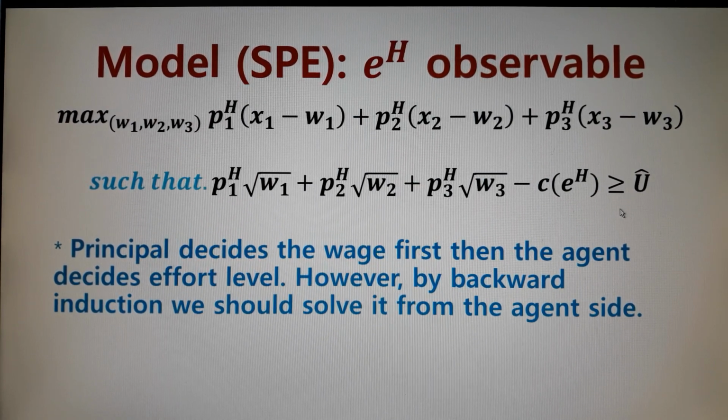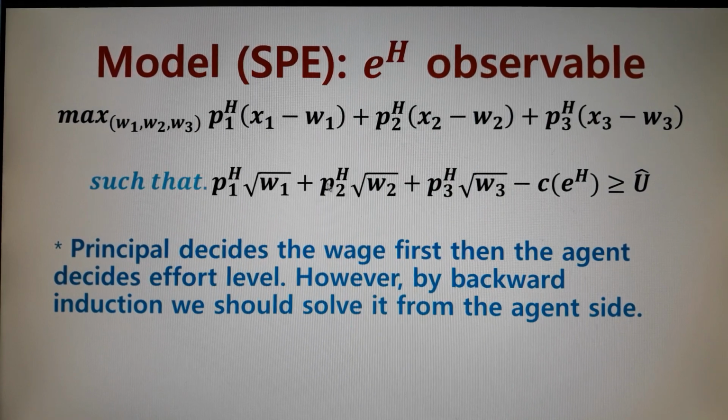Okay, let's look at the second line first. U hat is the reservation utility. Unless you give me at least my reservation utility, the agent says, this is the agent's statement, I'm going to quit. Whatever you give me should be bigger than my reservation utility. What is this? The utility from X1. W1 is the wage when the result X1, in our example 1 million, happens. That happens with the probability P1H, the probability that X1 happens when the effort level is high. So this is the expected utility for X1.